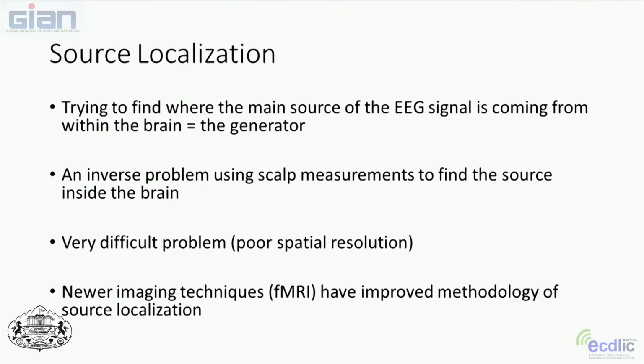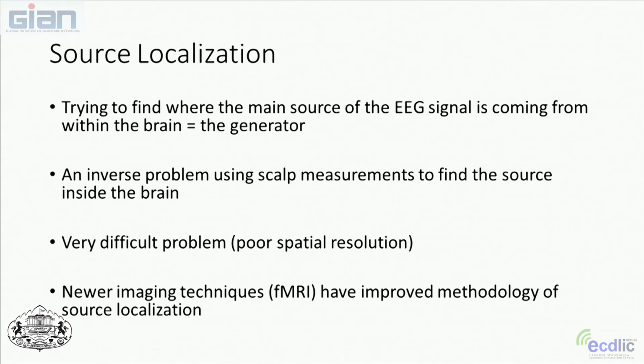Okay, I also mentioned source localization, which is trying to find the main source of the EEG signal. So we know that the EEG signal is a summation of all the different places underneath the skull, but where is the main part of the signal coming from? So where is the generator of these activities? So this is an inverse problem using the scalp measurements. This is an inverse problem because we're looking at data that's coming from the scalp and trying to trace it to something inside the head rather than looking at something that goes from a starting point outwards.